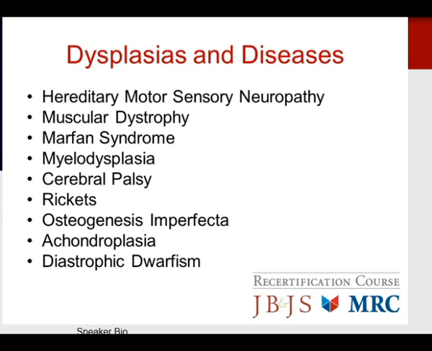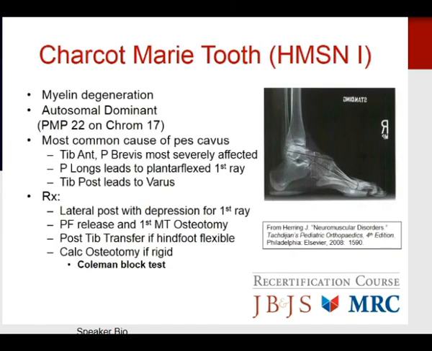Moving on to a discussion of some dysplasias and diseases which often show up on the examination. Hereditary motor and sensory neuropathy number 1, or Charcot-Marie-Tooth, is a very commonly tested subject. It's a disorder of myelin degeneration and is autosomal dominant. This is due to a deficiency of peripheral myelin protein 22, which is found on chromosome 17. And it's the most common cause of pes cavus.